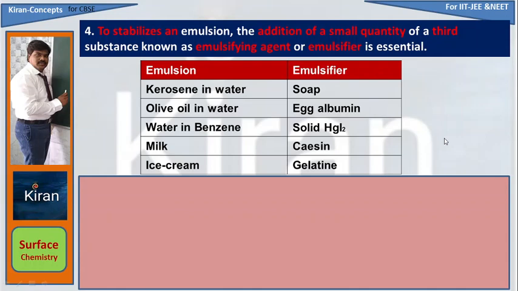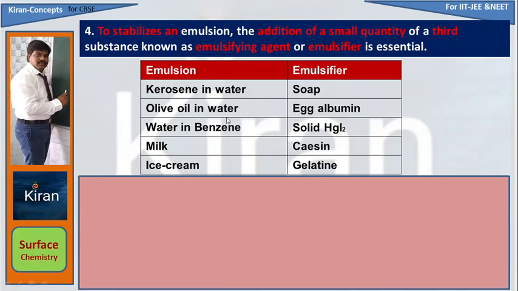When you keep it aside for a few hours, the oil layer will separate out from the water. So to prevent the oil layer from separating from water, you have to add a third substance. That third substance is termed an emulsifier. To stabilize the emulsion, the addition of a small quantity of a third substance, known as an emulsifying agent or emulsifier, is essential. For example, kerosene in water: when you add soap, the kerosene and water layers will not separate. Here soap is called the emulsifier.